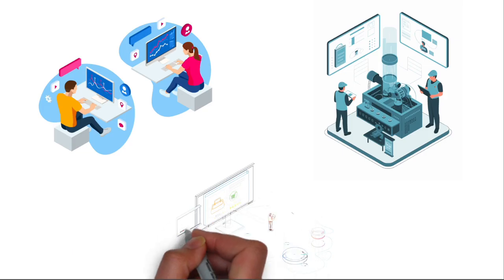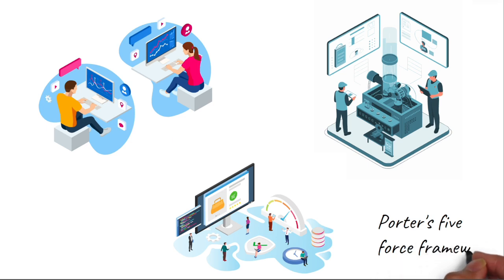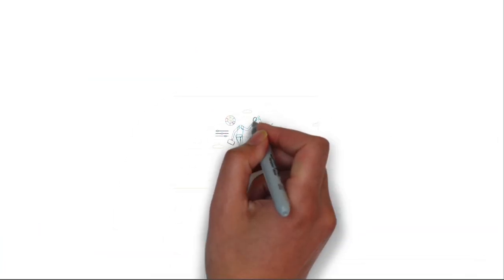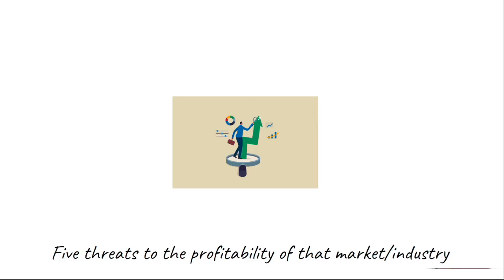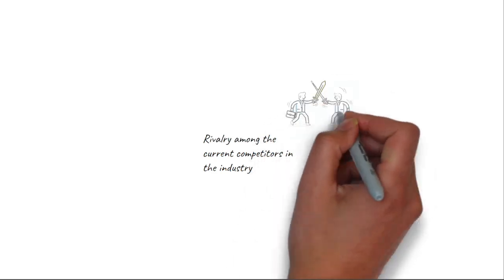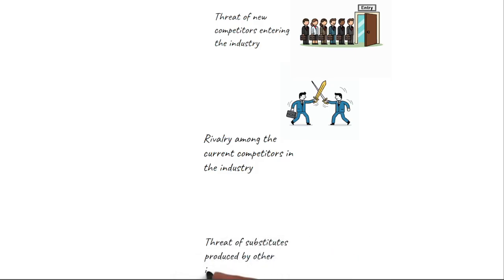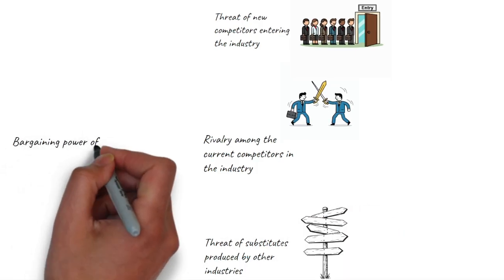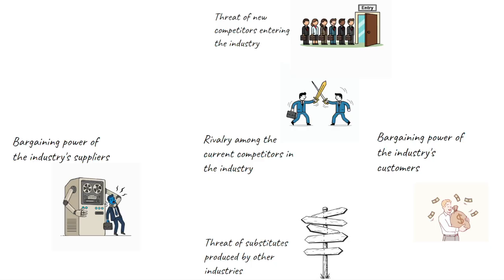The main conceptual tool that we will use for industry analysis in this course is Porter's 5-Force Framework. Basically, Porter's 5-Force Framework says that the average profitability of a market or industry should be determined by the strength of 5 threats to the profitability of that market or industry. The rivalry among the current competitors in the industry, the threat of new competitors entering the industry, the threat of substitute products or services produced by other industries, and the bargaining power of the industry's suppliers and the industry's customers.